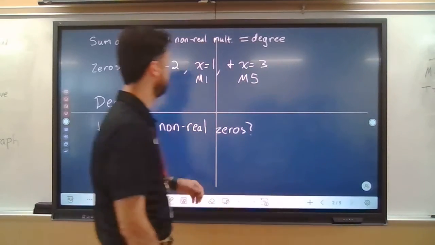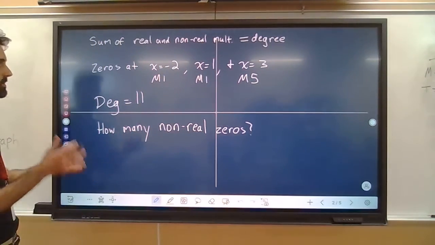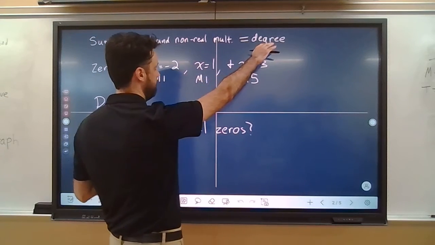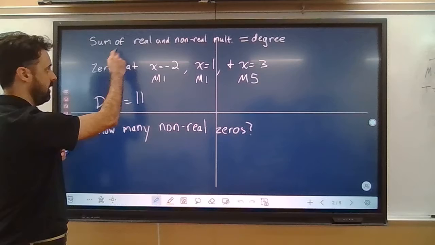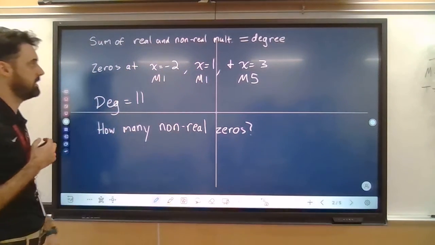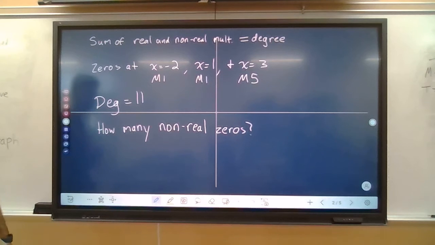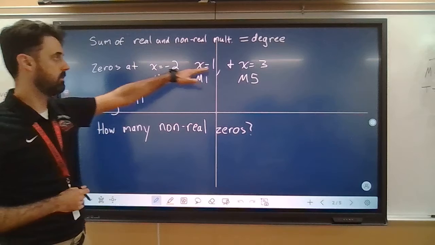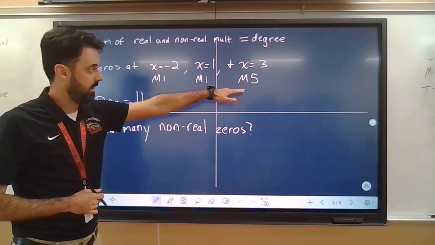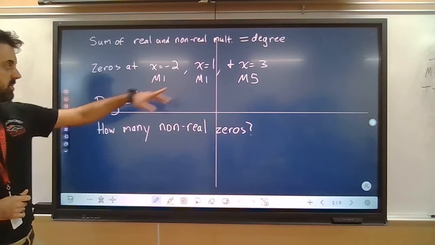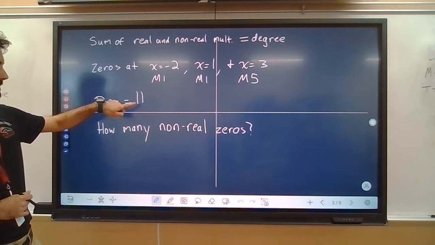The next topic, kind of similar to this one, says that the degree of a polynomial is going to equal the sum of the real and the non-real multiplicities. So let's say, for example, that you have zeros. You know you have 3 real zeros. This one has a multiplicity of 5. The other two have a multiplicity of 1. But you're told that the degree is 7.